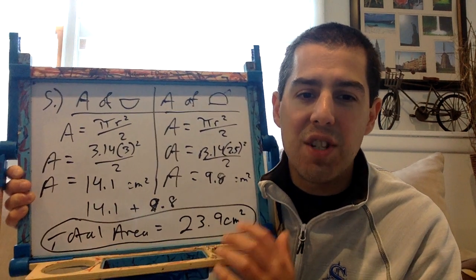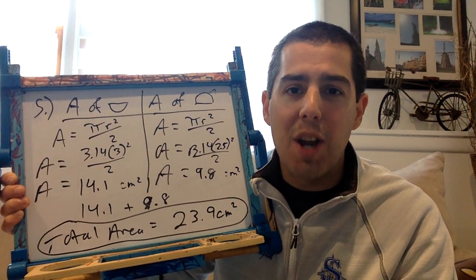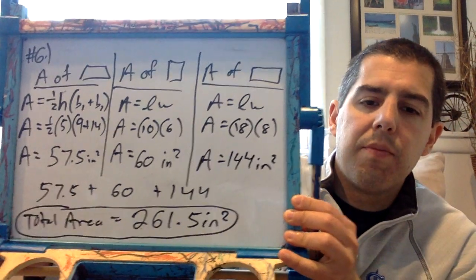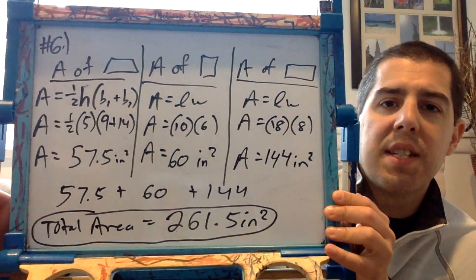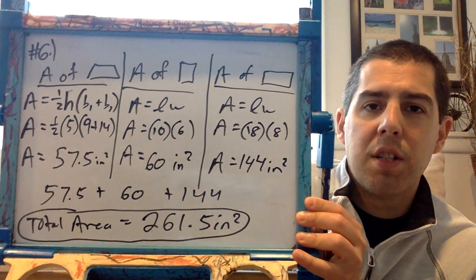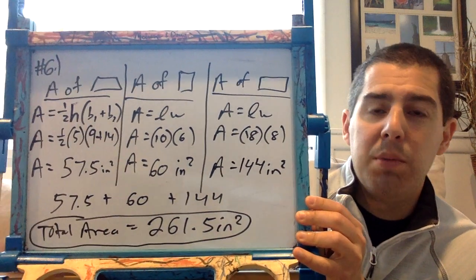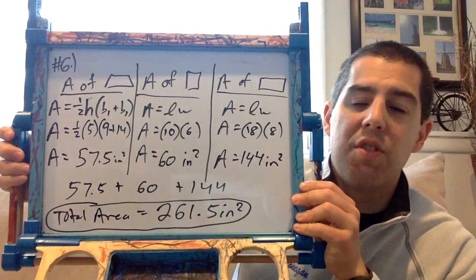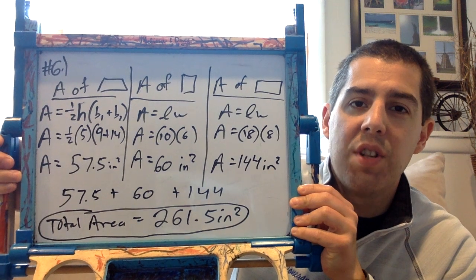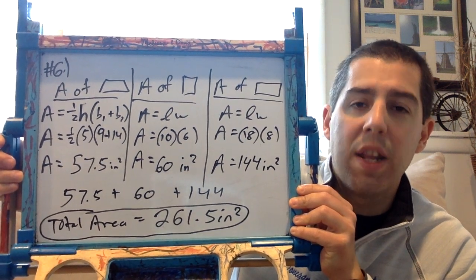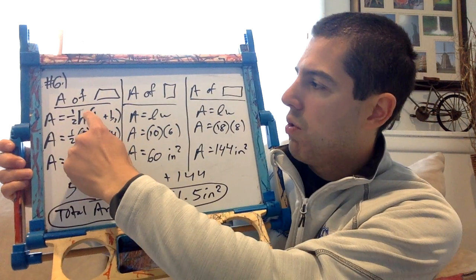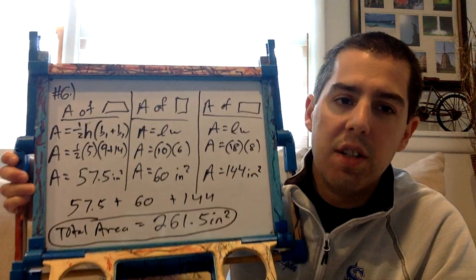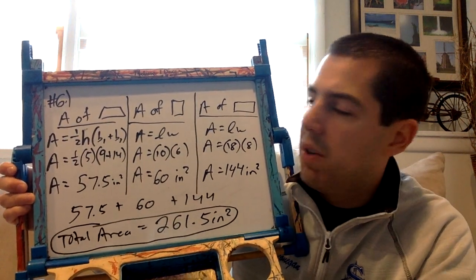So number 5 is 23.9 square centimeters. Number 6, what makes number 6 different from the other, excuse me, from the other first 5 problems is that there are 3 shapes. There's a trapezoid and 2 rectangles. So I just need to write the correct formulas, trapezoid, rectangle, rectangle, substitute the correct numbers.